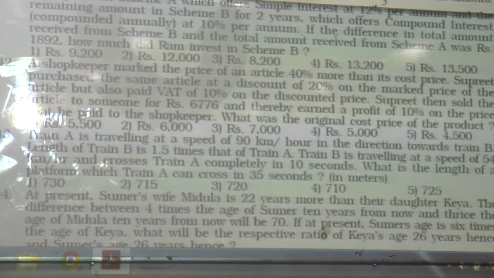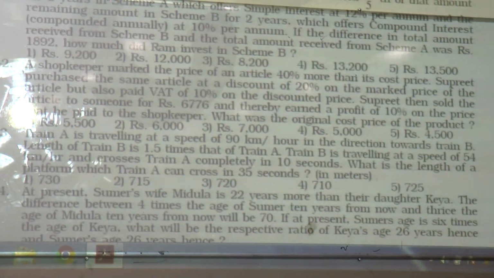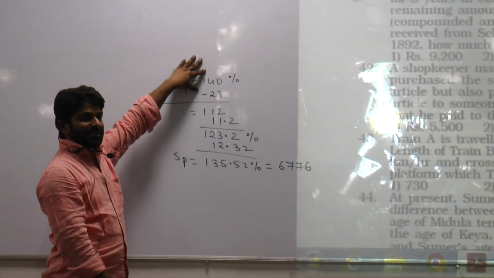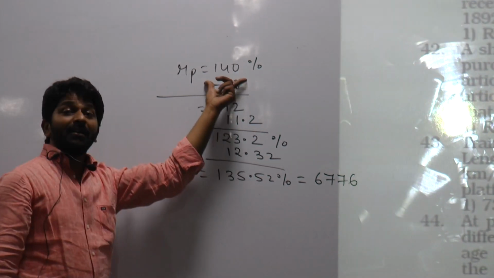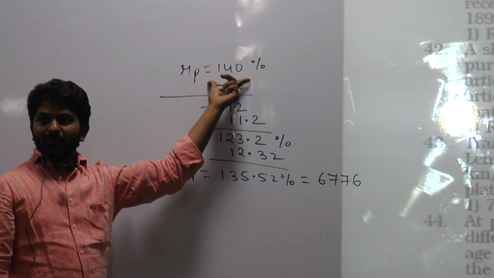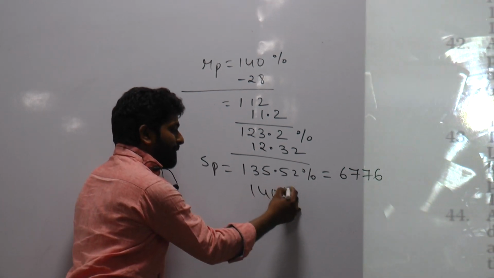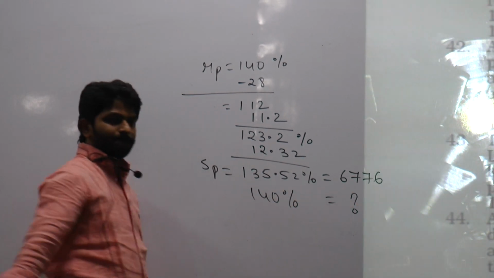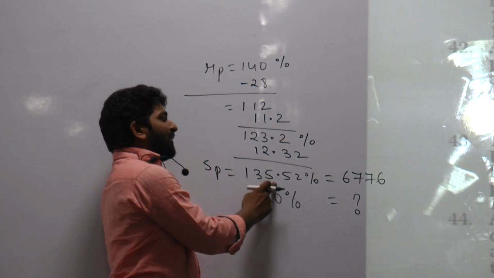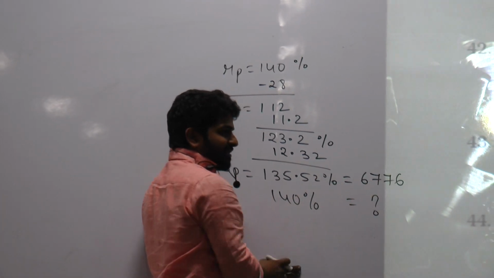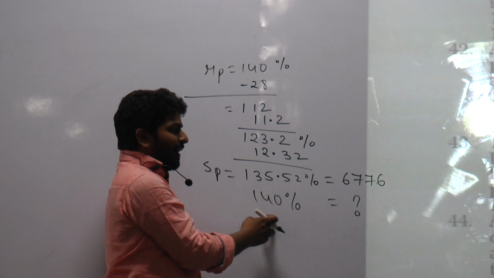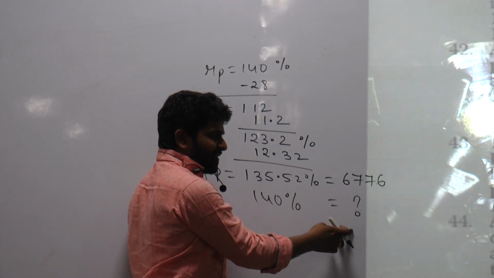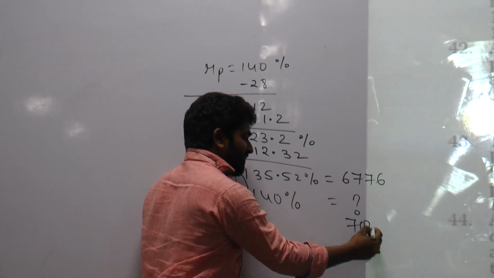A shopkeeper marked the article for 40% more than its cost price. In the sense, the market price of the article becomes 140, and now this is the price. If Supreet purchased it, he will purchase it for 140. Yes or no? So now you need to calculate 140%. 135.52% is 6776. You need to calculate 140%. This is just above 135%. Hence the answer is just above 6,776. Look at your options. 7,000 is my answer.